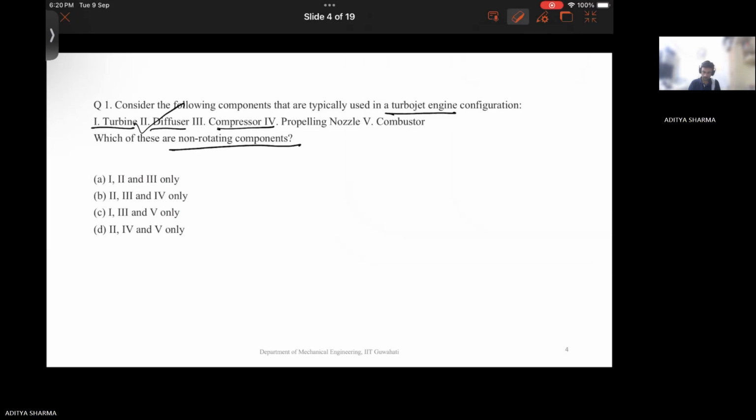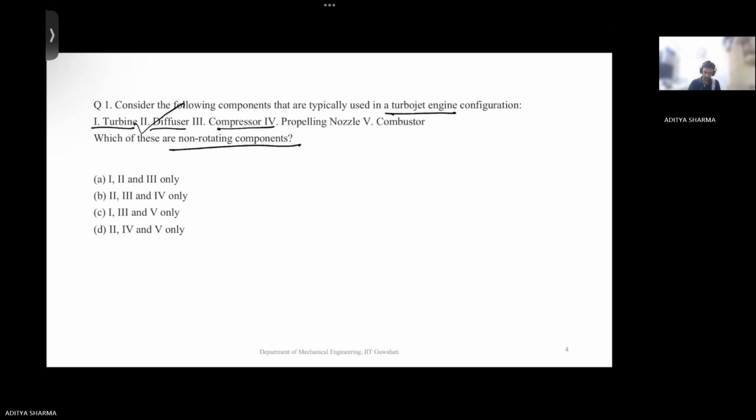Then propelling nozzle is rotating? No, propelling nozzle is not rotating, it is non-rotating. Is combustor non-rotating? Yes, combustor is non-rotating. No rotating component in combustor. So second, fourth, and fifth.